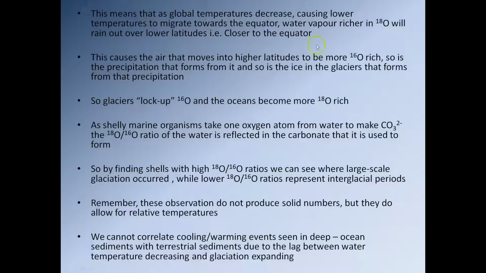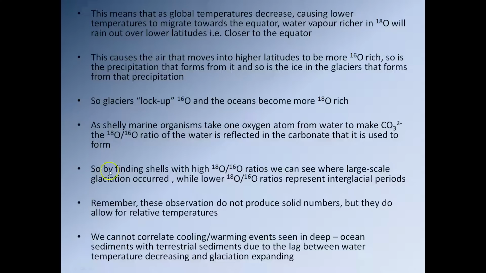So this just pretty much covers what I've said there. So what we can do then is, as shelly organisms take one oxygen atom from water to make carbonate, obviously the oxygen-18 to oxygen-16 ratio of the water will be reflected within the calcium carbonate that's used to make the shell. And so when we measure that calcium carbonate, we can look at the ratio of oxygen-18 to oxygen-16.